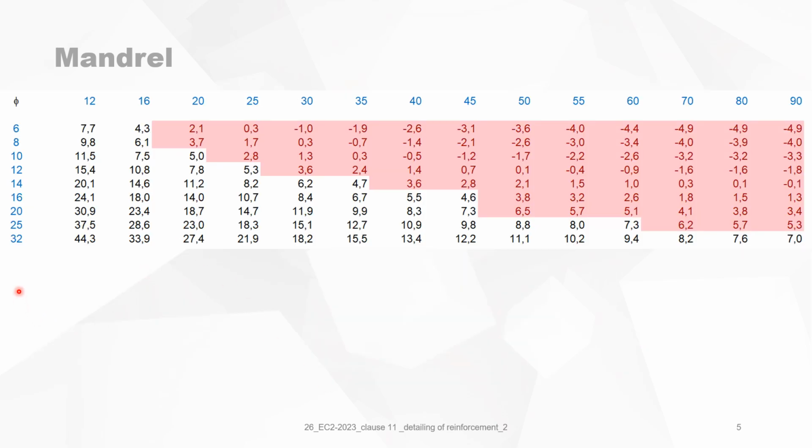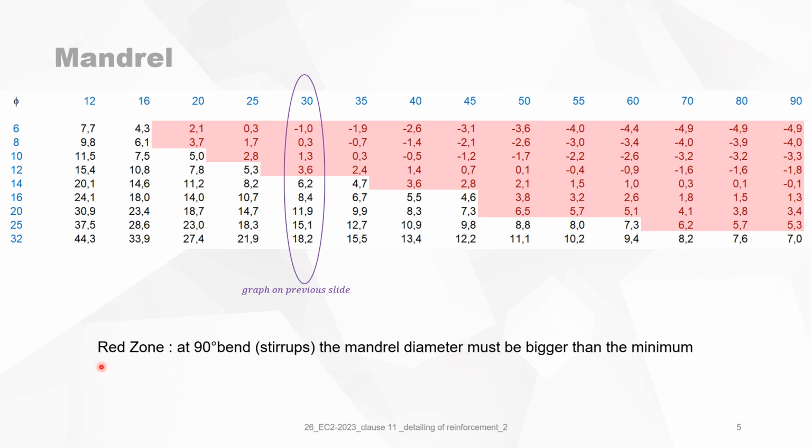You can also put all those numbers into a table. Of course, negative values are not possible, but just to make it complete. You see now for concrete grade 30/37, this was the graph on the previous slide. Now we have done it for all concrete grades, and you will see that the red zone is at 90-degree bend for stirrups. The mandrel diameter must be bigger than the minimum. So this is the red zone.